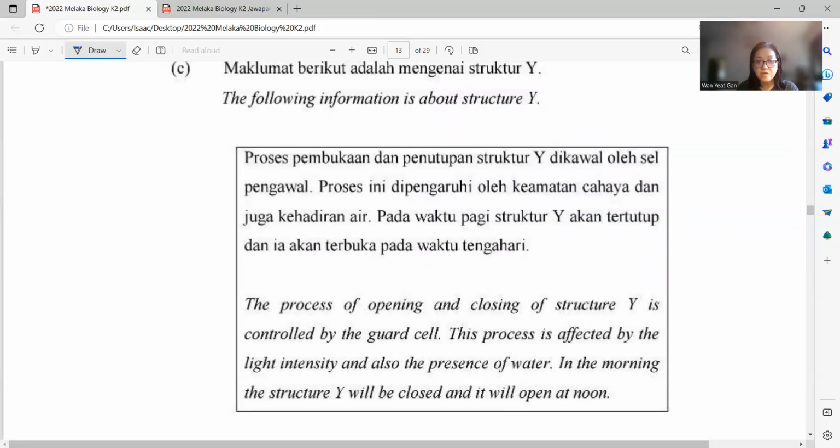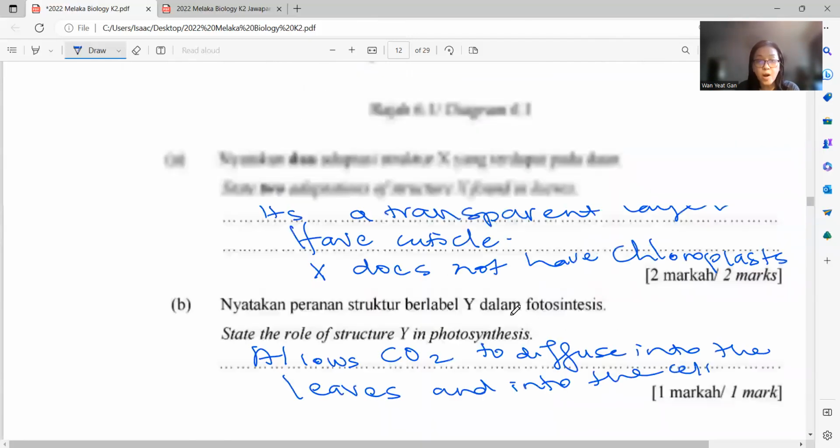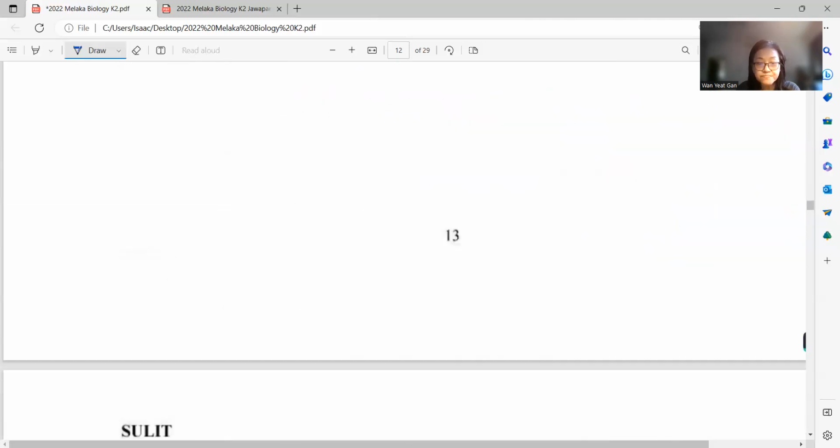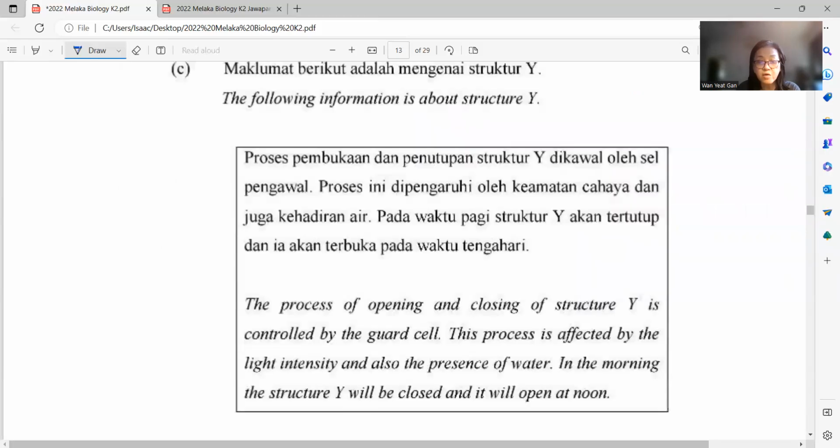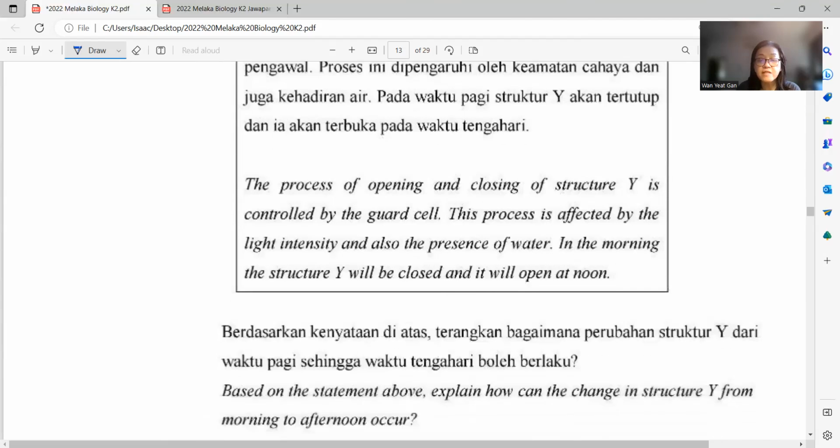The following information is about structure Y. Okay, structure Y, which is the stoma. The process of opening and closing of structure Y is controlled by the guard cells. This process is affected by the light intensity and also the presence of water. In the morning, structure Y will be closed and it will be open at noon.